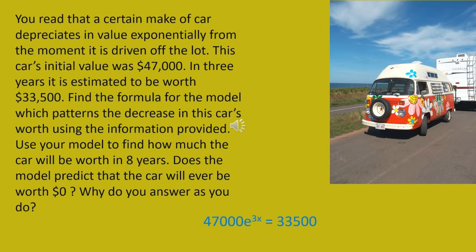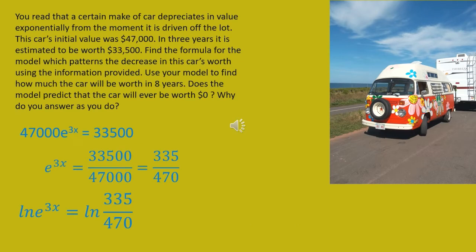So 47,000 times e to the 3x needs to equal 33,500. We have 3x in the exponent because we don't know the rate, but we're told in 3 years it's going to be worth 33,500. So the 3 is actually for years. So I have years times my unknown rate. We're trying to solve for the rate. As before, work from the outside in. So the most outside operation is multiplying by that 47,000. So divide both sides by 47,000. That fraction reduces to 335 in the numerator, 470 in the denominator. So e to the 3x is equal to this fraction.